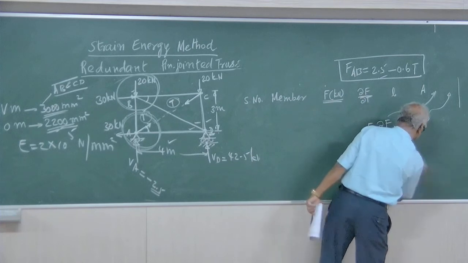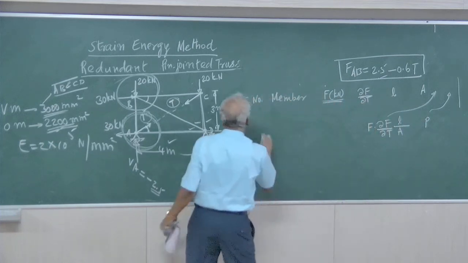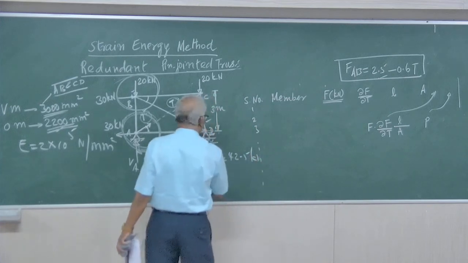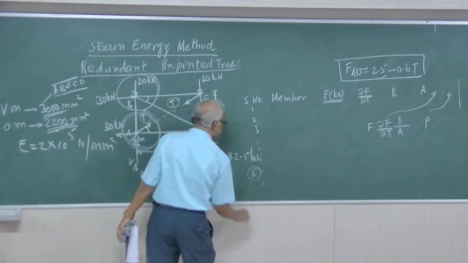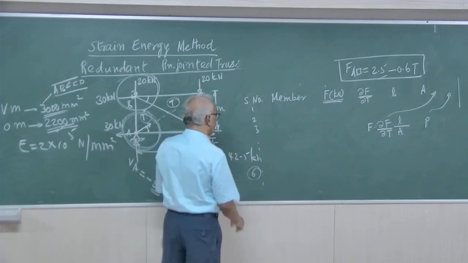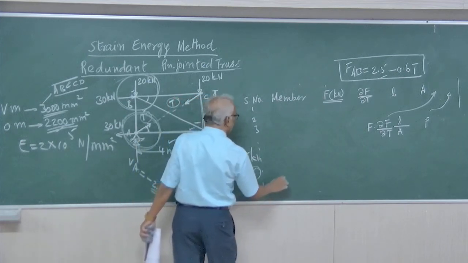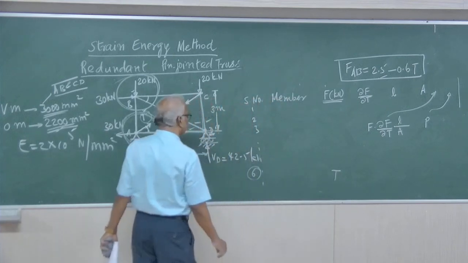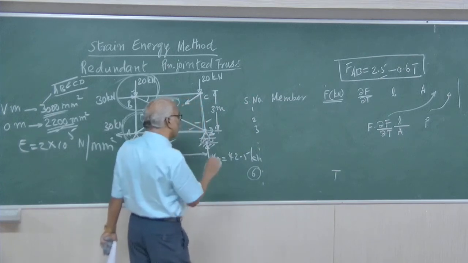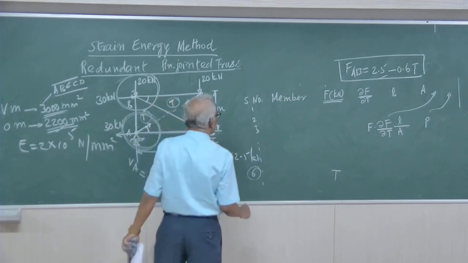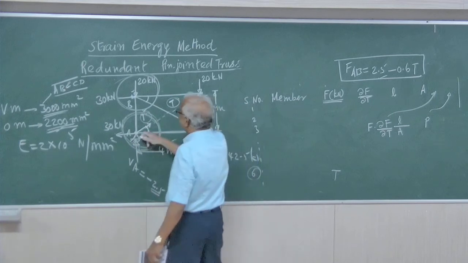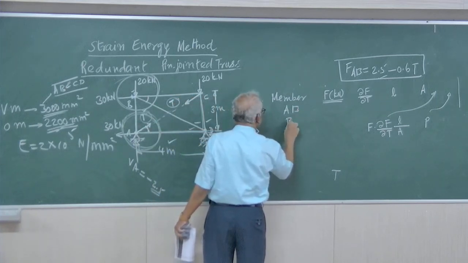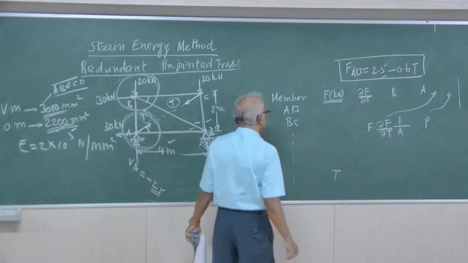I am rushing, so right. Serial number 1, 2, 3, etc., including the redundant. You have to write down all the 6 members, including the redundant member, where the force equals T, that's all. That also we have to include, so that is why I specifically told including the redundant. So member AB, member BC, and so on. You have to write all members.